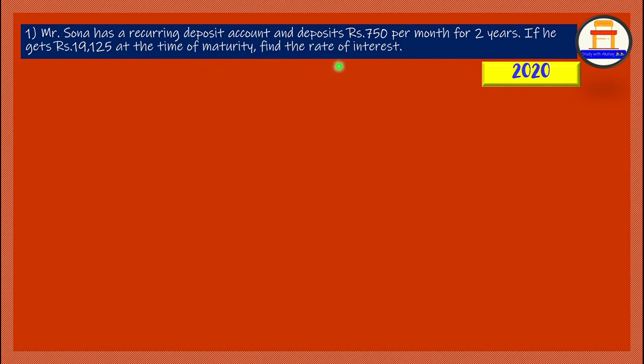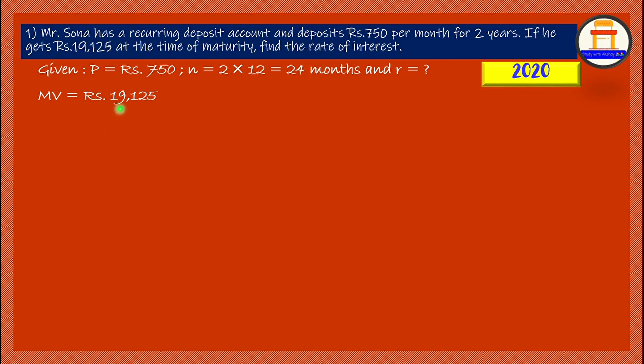So as I have told in the earlier videos as well, first we have to write down what is given in the question. Let's write down what is given. They have given principal as 750 and time, that is n, is given as 2 years. We have to convert it in terms of months. 1 year equals 12 months, so 2 years equals 24 months. The rate of interest we don't know, we are supposed to find it, and we know the maturity value as 19,125 rupees.